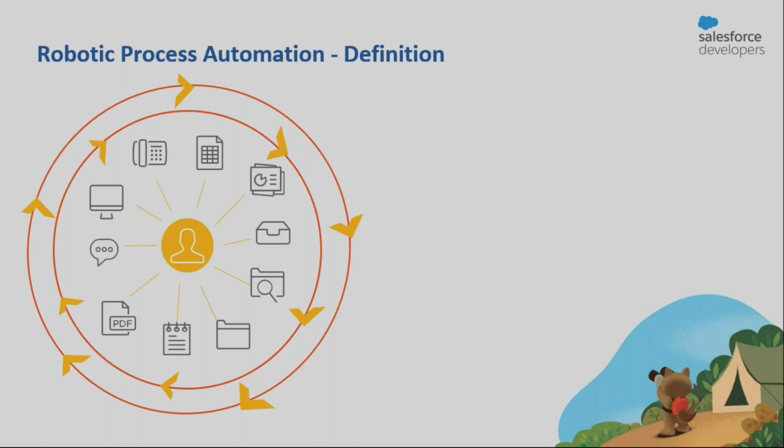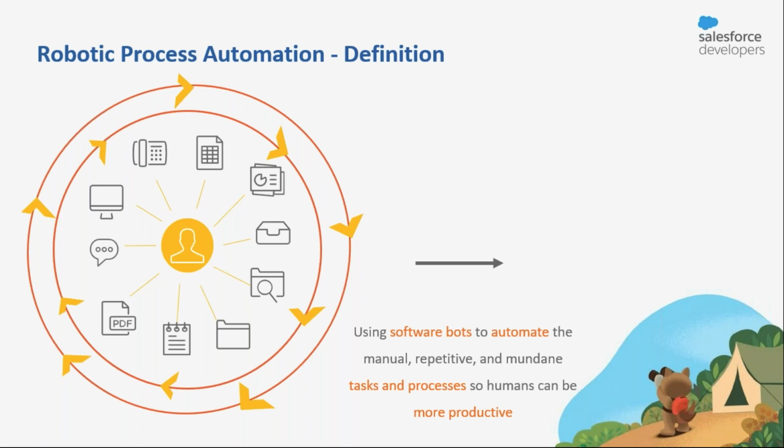So let me explain what RPA means. In our day-to-day activities, as humans, we work with computers and smartphones. We use a variety of applications. It can be anything like spreadsheets, presentations, files, folders, PDF documents. It can be even chatbots and calendars, which take up a lot of time. Instead of working on some of these boring tasks, which are very repetitive and mundane, we can use software. So this is where RPA comes into place, the use of software bots to automate manual, repetitive, and mundane tasks and processes so humans can be more productive.